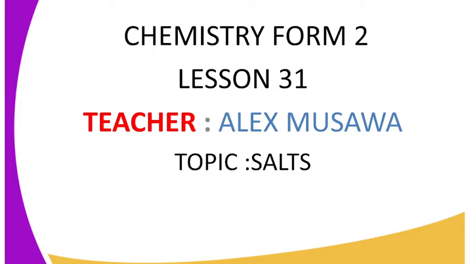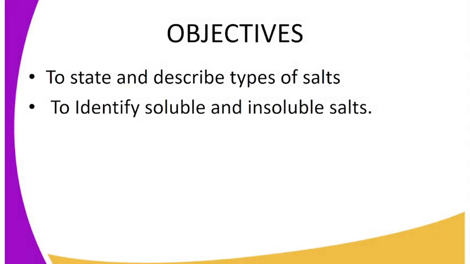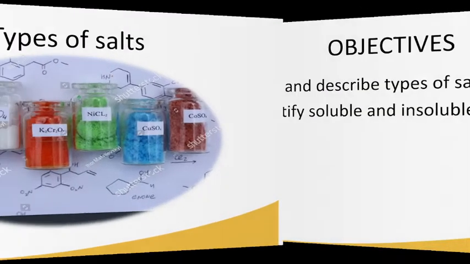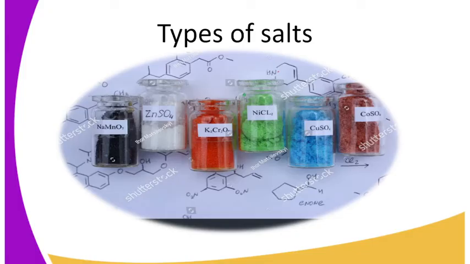I'm your tutor, Alex Musawa, and I'll be taking you through Chemistry Form 2, lesson number 31. Our topic is salts. The objectives of this lesson are, number 1, to state and describe the types of salts, and number 2, to identify soluble and insoluble salts. And what is a salt? That is the first question which we ask ourselves.